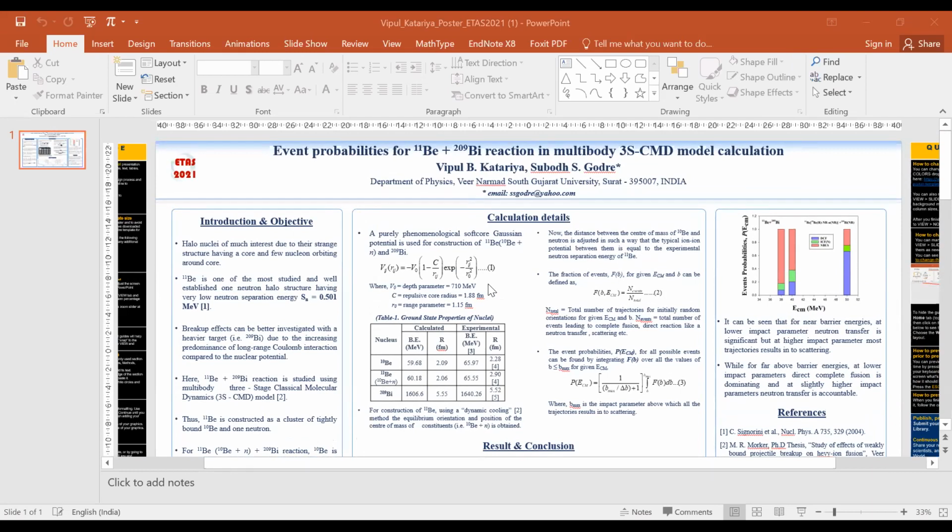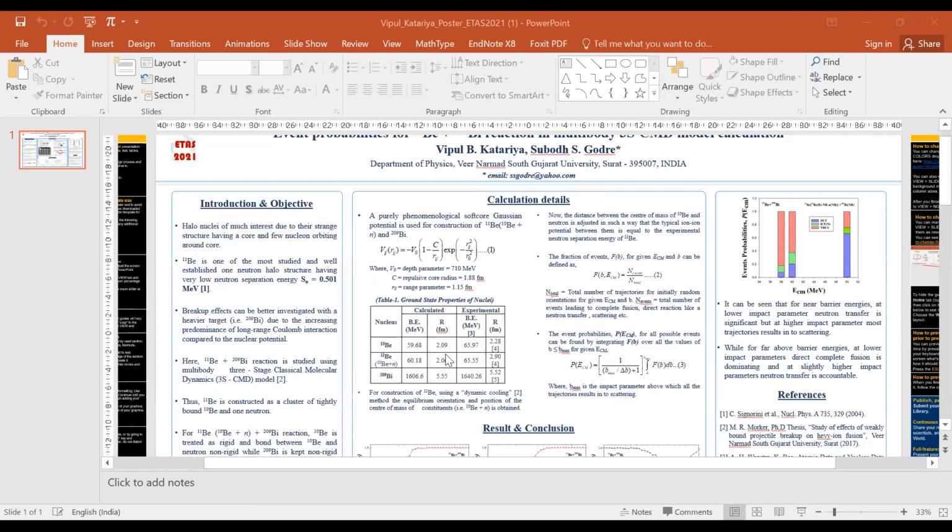For this calculation, first of all, the projectile 11 beryllium has a 1 neutron halo structure, and it has a very weakly bound neutron with the neutron separation energy Sn equal to 0.501 MeV. So the breakup of such weakly bound neutron can be prominent in the nuclear fusion reaction. To study such breakup effect, this effect can be better investigated with a heavier target, for example 209 bismuth, due to its long range predominance of Coulomb reorientation.